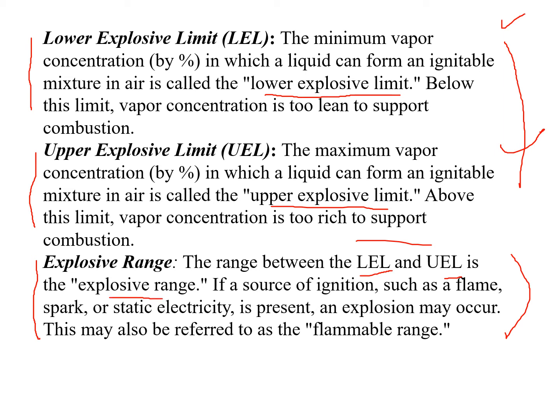If a source of ignition such as a spark or electricity is present, an explosion may occur when the concentration falls within this explosive range. If it is at the lower explosive limit or the higher explosive limit, then there is no explosion. The explosion happens in between these. So let's come to the next one.